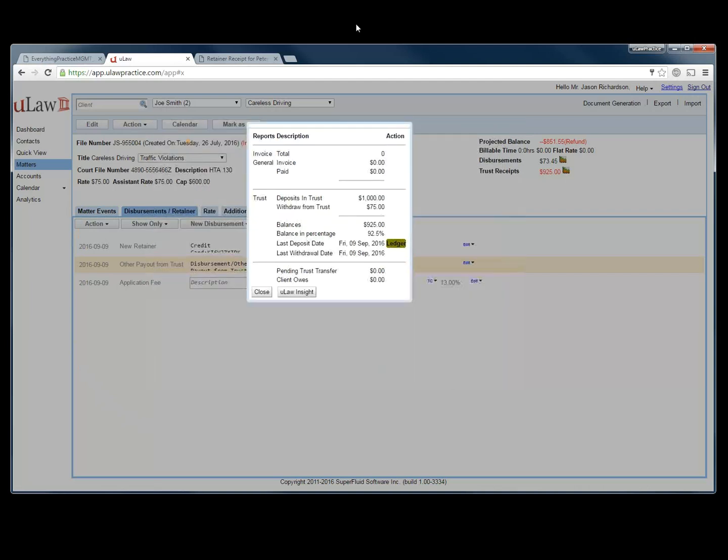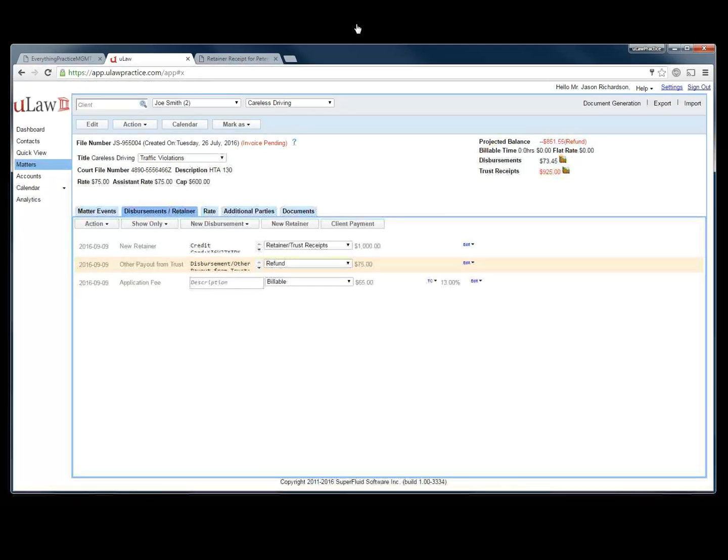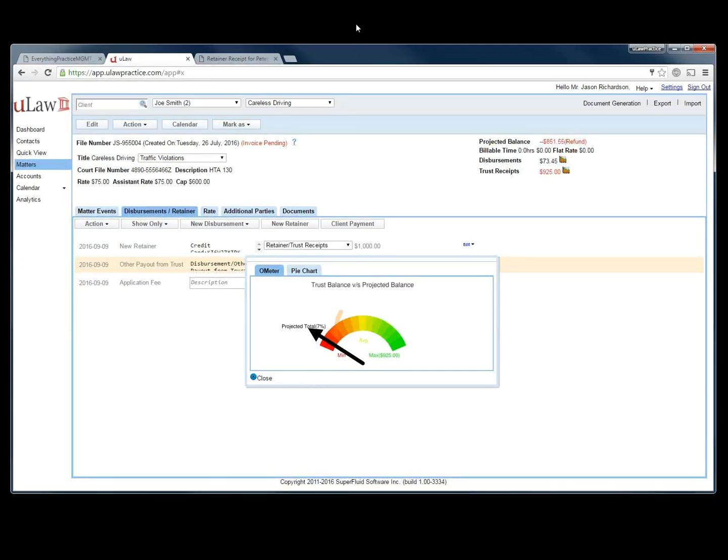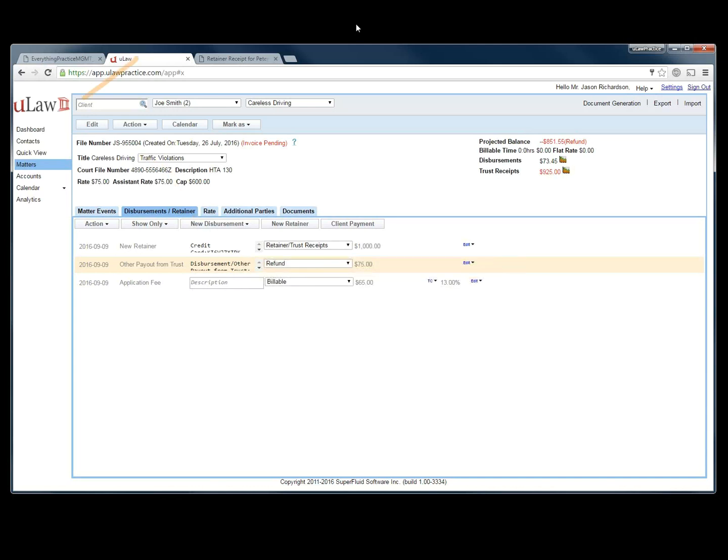Okay. Now, ledger data can be seen in several other formats. For example, you can say, hey, look at this. You have so much retainer, only 7% of it is actually being consumed so far. So that's one angle to look at it.